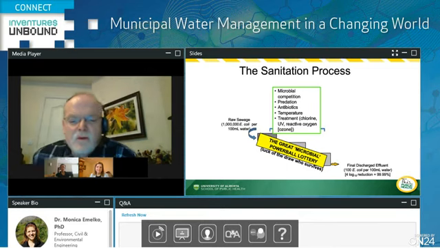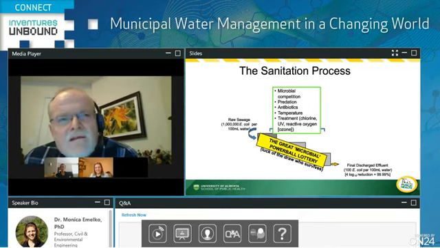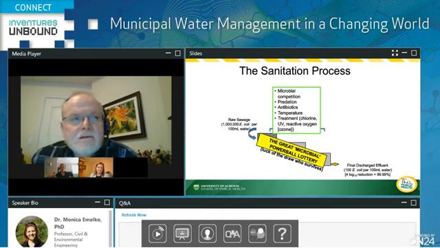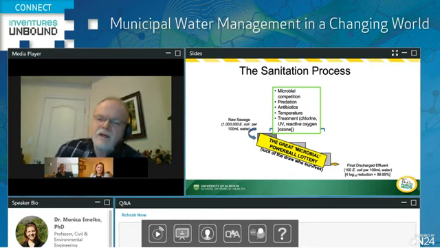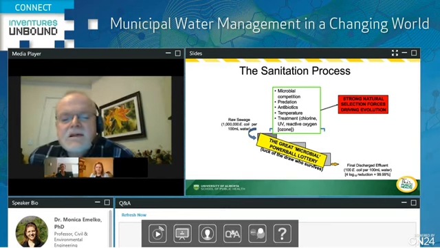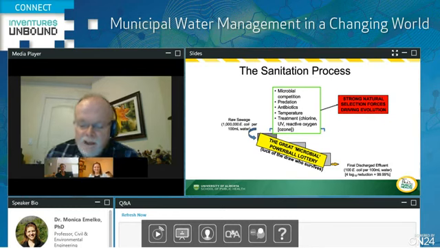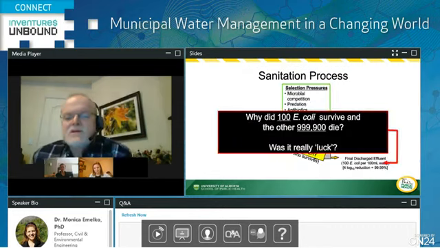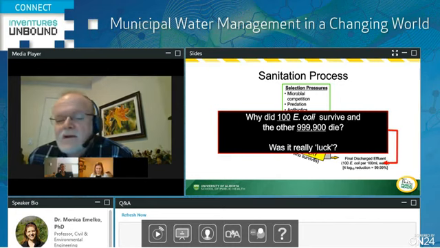And I call this the great microbial Powerball lottery. It's luck. We think it's luck that the 100 survived because they were just lucky as they got through the system. But when you really begin to understand that these sanitation processes that we use also represent strong natural selection forces that might be driving the evolution, we asked a very different question. And we asked this question: why did the 100 E. coli survive and the other 999,900 die? Was it really luck?